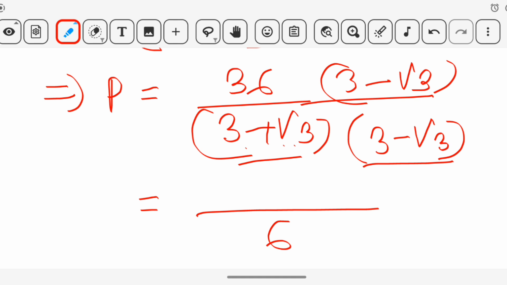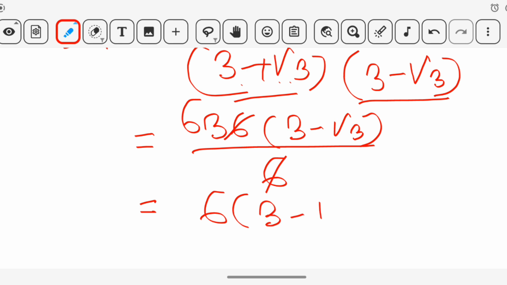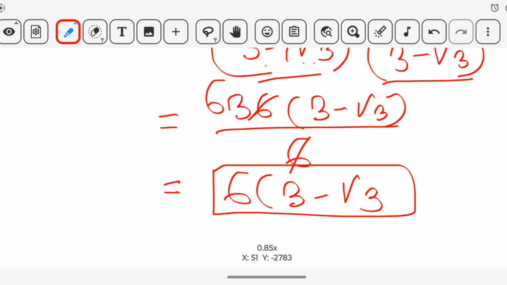And here it is 36 multiplied by 3 minus root 3. So now 6 and 36 cancel out, and 6 remains. That equals 6 times 3 minus root 3. Easy. So this is the value of P. So P equals 6 multiplied by 3 minus root 3. So now let's find the area.